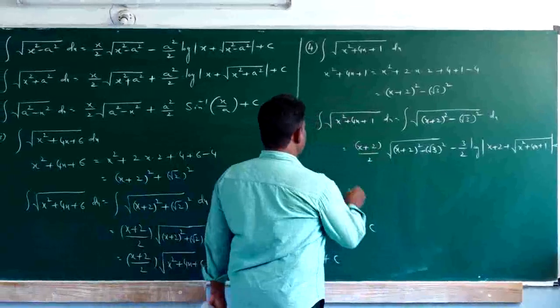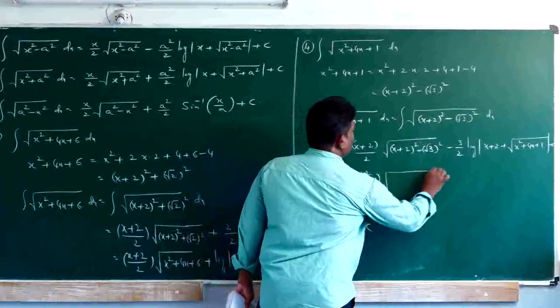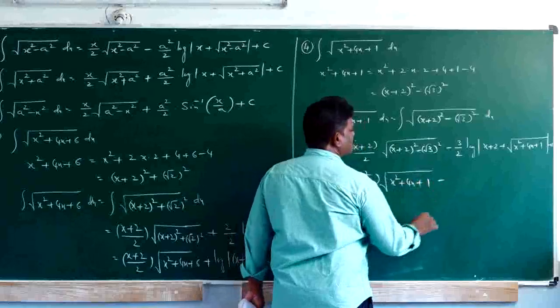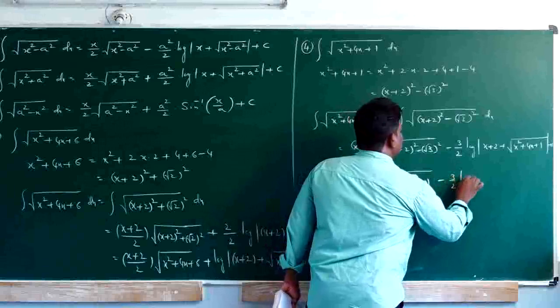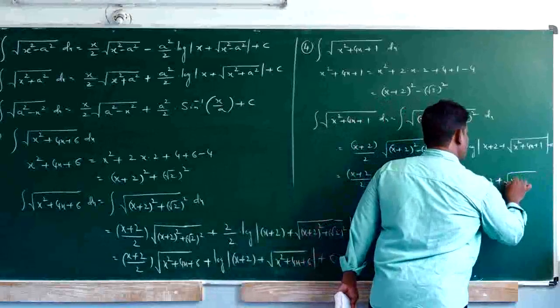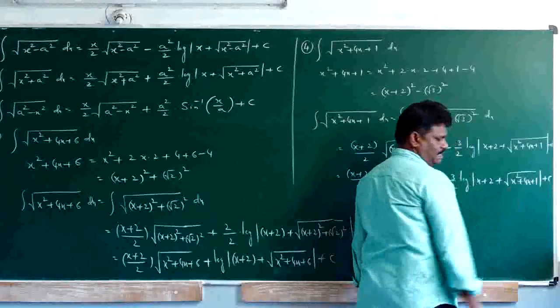So finally, the answer is x plus 2 by 2 into square root of x square plus 4x plus 1 minus 3 by 2 into log of x plus 2 plus square root of x square plus 4x plus 1, plus c.